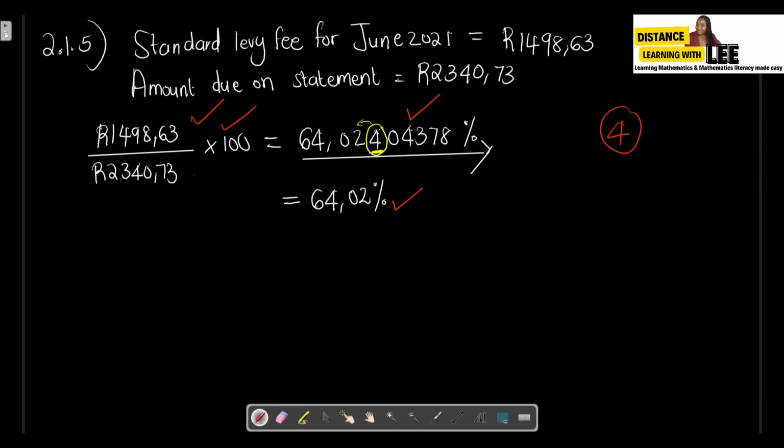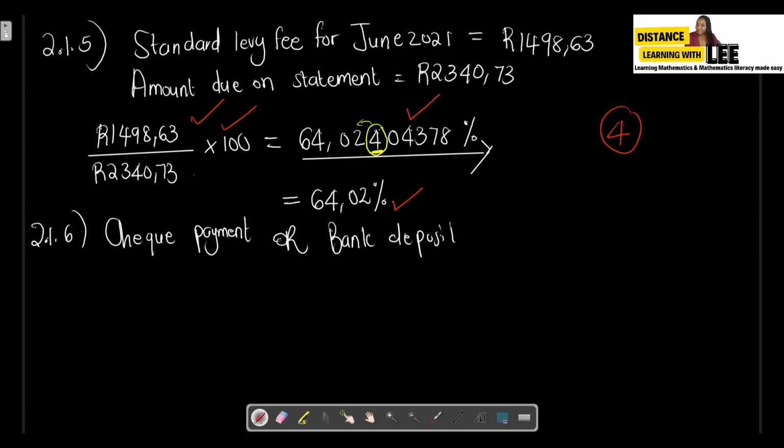She could maybe make a check payment, or you can say that she can make bank deposits, or she can make an EFT on her online banking, and so on and so forth. So you will just get your 2 marks for either saying check payments or bank deposits, whichever one you have chosen.